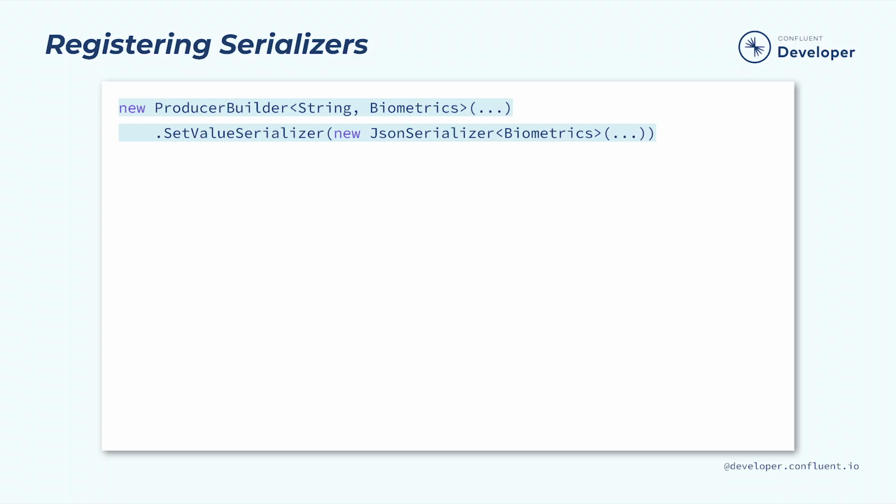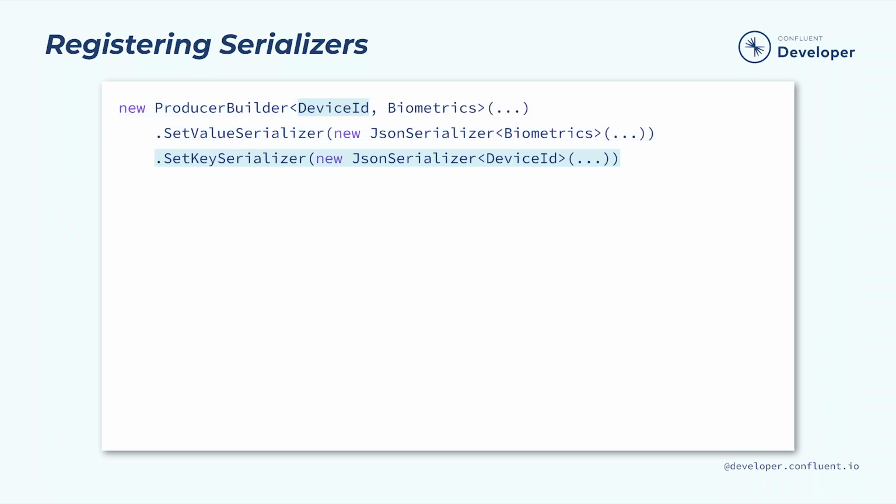To register a serializer for the message value, we use the setValueSerializer method on the producer builder. In this example, we're using a JSON serializer to convert our biometrics object. We can also apply a serializer for the message key. Here, we're registering a JSON serializer for a device ID object. However, it is often preferable to represent a key using a simple object such as a string or an integer. In that case, registering a key serializer is unnecessary.